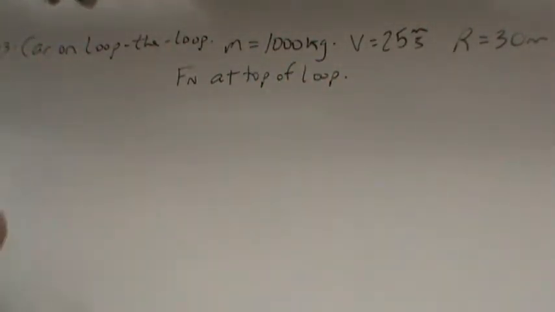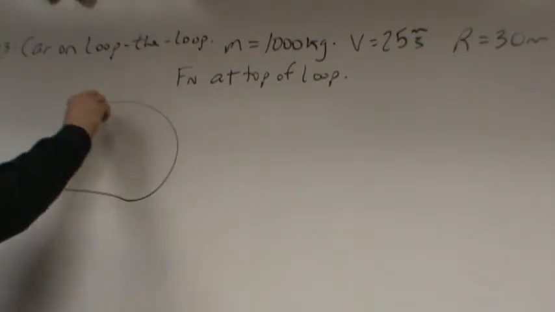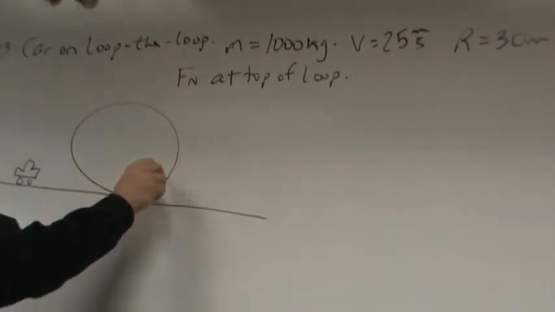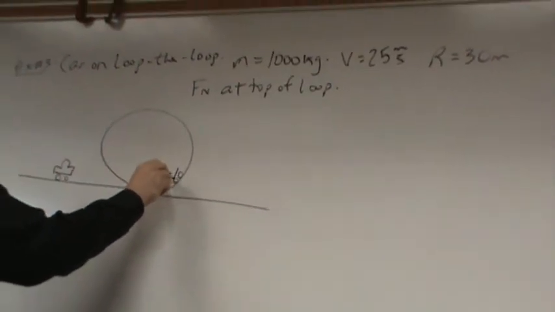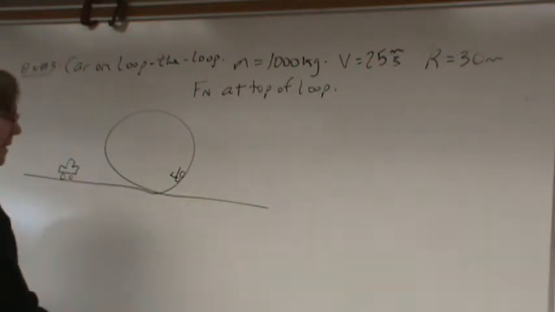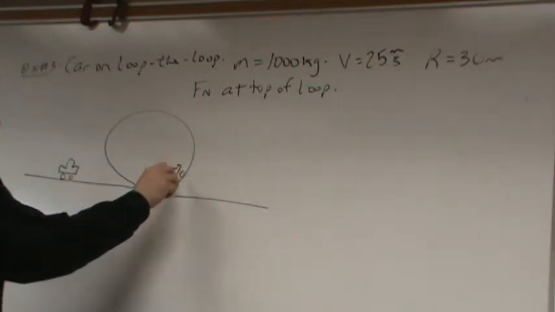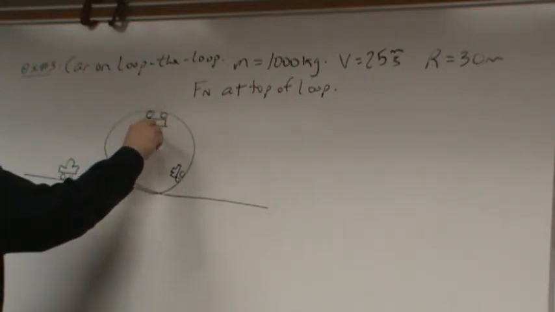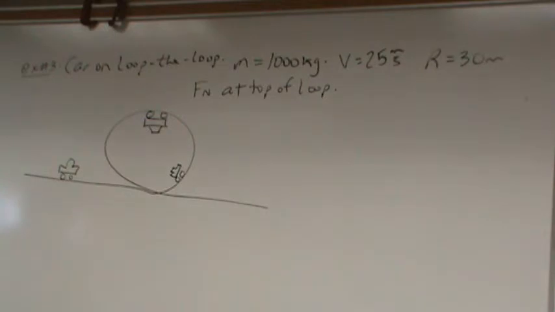So let me show you what's going on. Loop the loop. So here's my car, and my car enters the loop and goes up the loop. I can't make a very good car there. Okay, well, eventually the car finds itself right there. You guys okay with that? The car's at the very top of the loop.